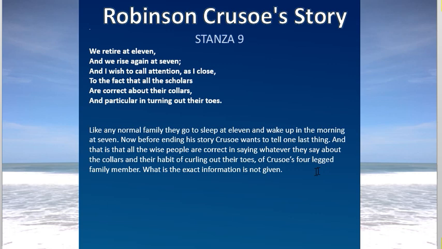Now, before ending his story, Crusoe wants to tell one last thing, and that is that all the wise people are correct in saying whatever they say about the collars and their habit of curling out their toes of Crusoe's four-legged family members. What is it that they actually say is not told? That exact information is not given here. So, that is left for your imagination, I guess.